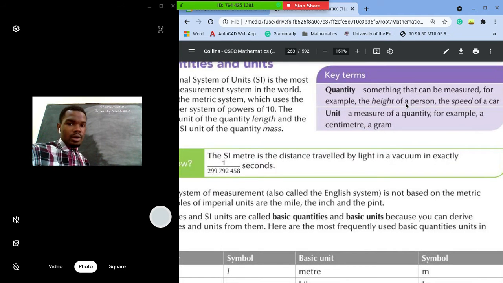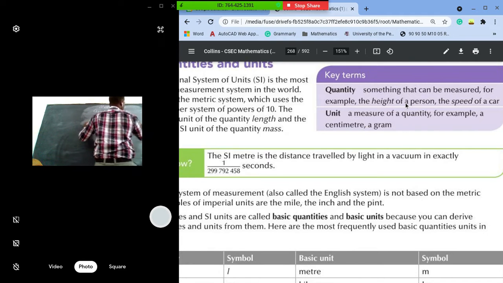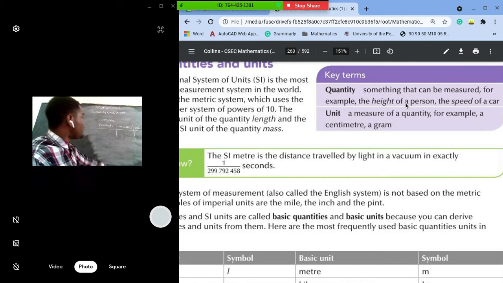Alright? And then now, we're going to understand what a unit is. A unit is a measure of a quantity. For example, time. Time is the quantity, and you can measure time in seconds. You can also measure time in minutes. You can even measure time in hours. All of them are just fancy ways we talk about this beautiful thing called time.